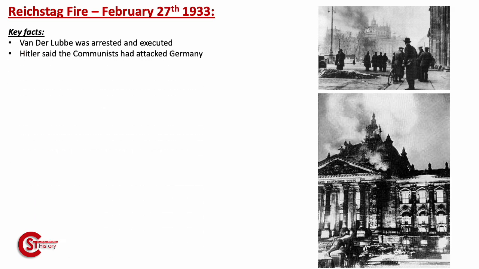But van der Lubbe was arrested and executed. Hitler said the communists attacked Germany. This is what's important: Hitler said the communists had attacked Germany, and they believed him. I think probably a lot of people didn't believe him. A lot of people probably thought it wasn't true. But ultimately, when the police force are now being controlled by the Nazis and the SA are out on the streets trying to protect our country, no one's really going to shout out, are they?